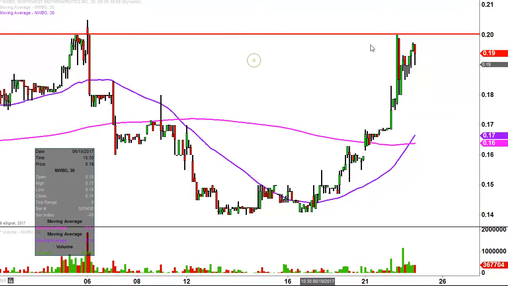Why do I say it makes perfect sense? Well, if you go back through the history of the chart, you can see a whole bunch of price congestion right up there around the 20-cent mark. You fast forward to today, and that's where the price did get rejected from.